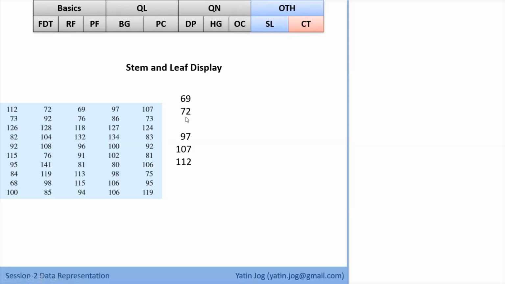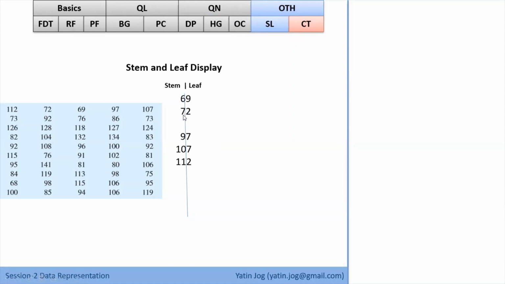You can see there is a gap between 72 and 97 because we don't have any value in the 80s. So I write down all the values and then we have to decide the size of a leaf and the size of a stem. I'll consider the unit place as the leaf value. So I'll draw a line between the unit places and the remaining part of the numbers. The left-hand side becomes my stem and the right-hand side becomes my leaf value. So I have a leaf of 9 for a stem of 6.